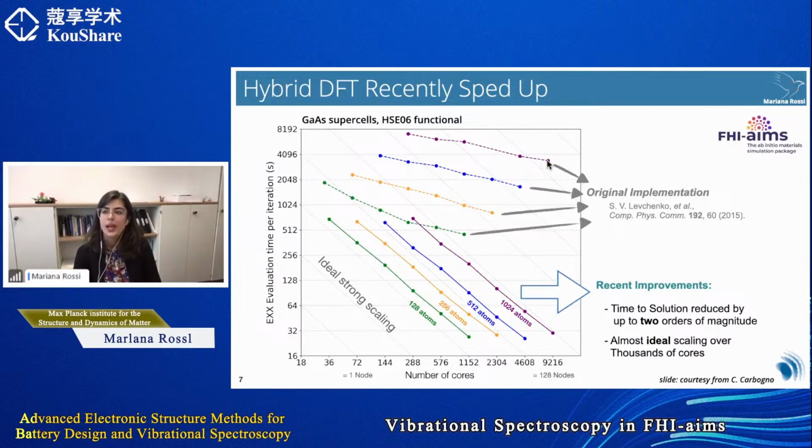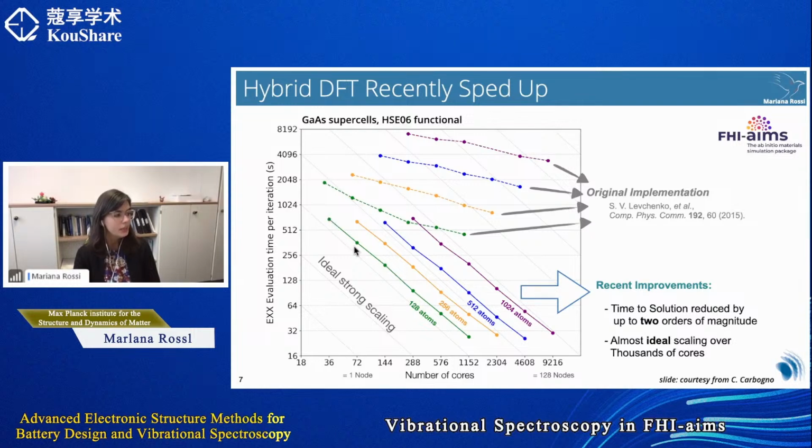Much more dramatic than what happened to the GGA functionals was what happened to the hybrid functionals. There we also looked at the periodic implementation of hybrid functionals, and we already had an implementation in the code since 2015, basically. This is for gallium arsenide supercells and the HSE06 functional, which is a range separated hybrid. The dashed lines are how the code was scaling in the previous version. From green to purple, you increase the number of atoms in the system. And the full lines below are how the code is scaling nowadays. This is with number of cores, you see.